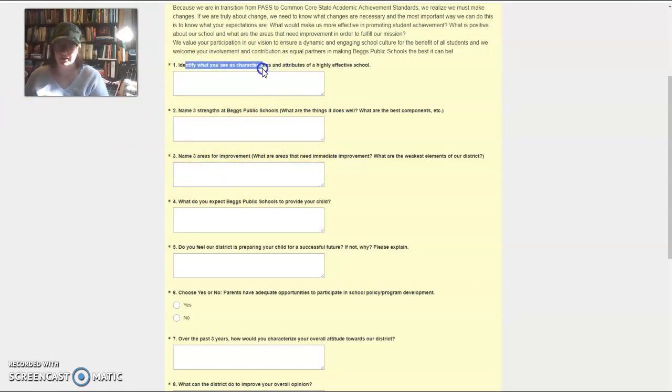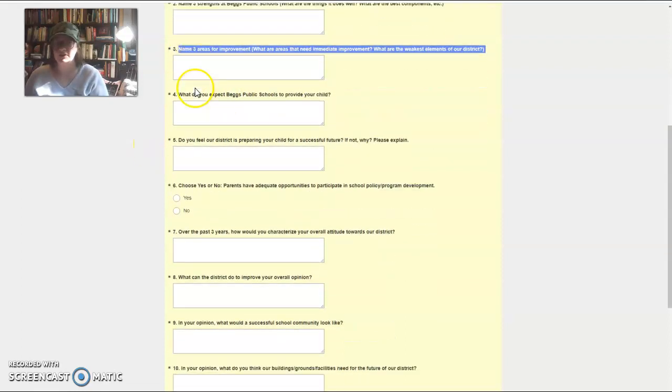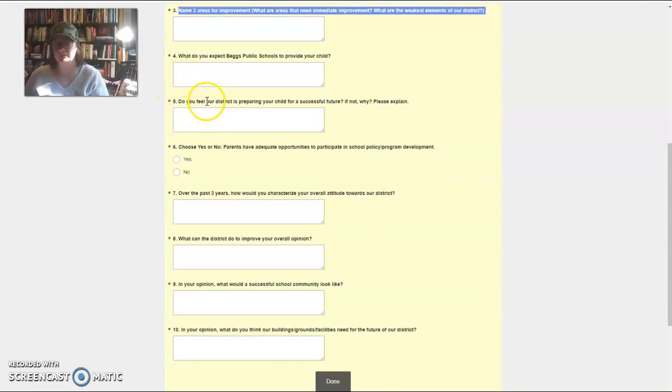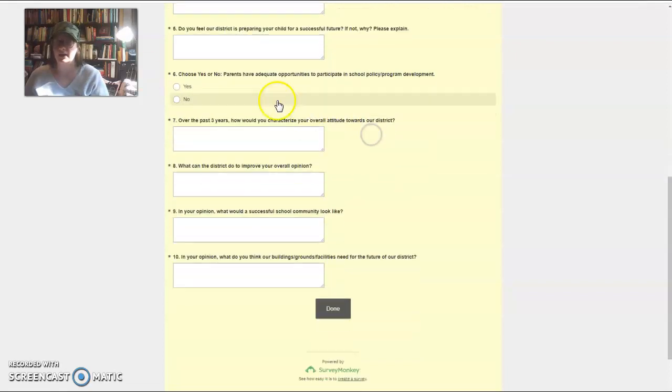So first, identify what you see as characteristics and attributes of a highly effective school. This is a really good question, but I think that the vocabulary is a little bit high. I don't mean that in a negative way. I just think it could have said what makes a good school and gotten the same theme across to parents. I feel like these are words we use in education. Name 3 strengths. Name 3 areas of improvement. Those are great. What do you expect the school to provide your child? Do you feel our district is preparing your child for a successful future? Why or why not? I really like number 6.